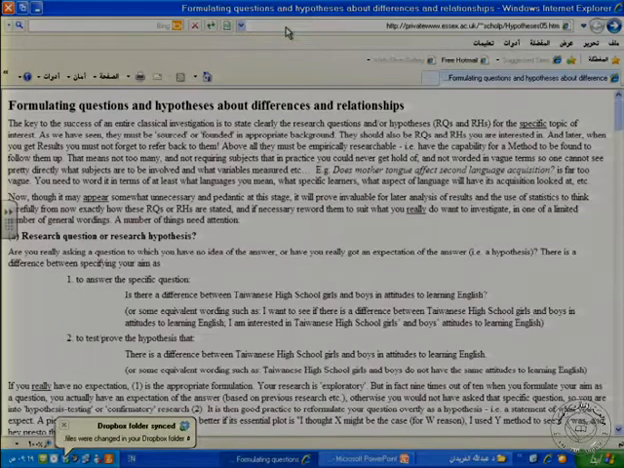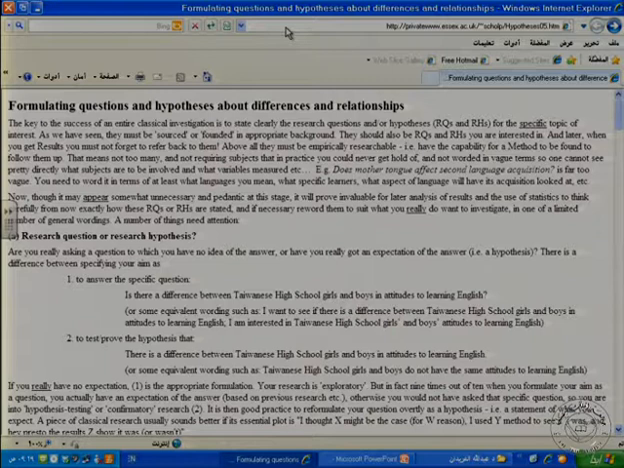This is a very thorough and deep discussion about formulating questions and hypotheses about differences and relationships. If you read it, it's going to be a very good guide. You are not asked to memorize all of these, and this is just for your general information. We are going to talk about some examples just to show you what is a research question or research hypothesis.